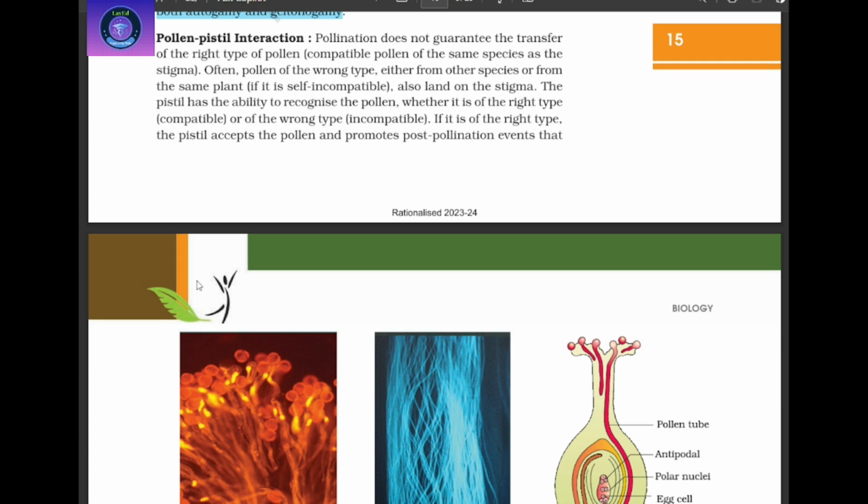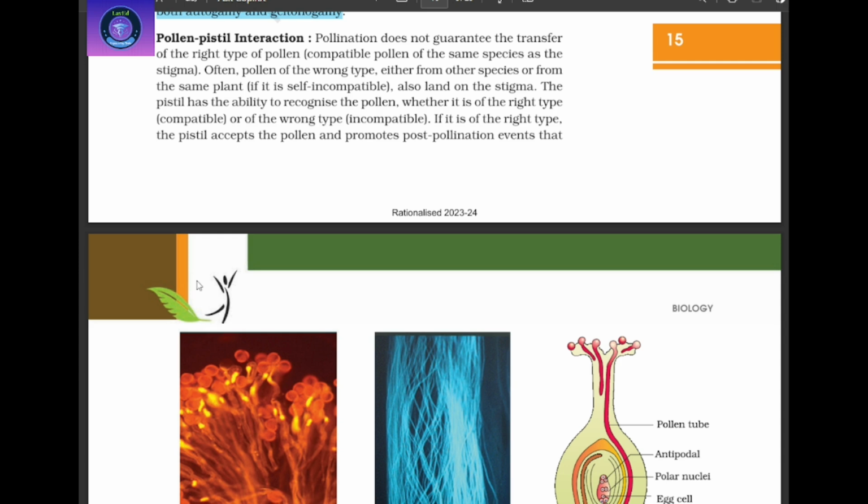Is that clear? However, listen to me now very carefully. If the pollen grain released is of compatible type. What does compatible mean? The same type, like a hibiscus pollen grain landing on the hibiscus stigma. So it becomes compatible type. If the pollen grain is of compatible type, the pollen grain will germinate and give rise to a pollen tube through one of the germ pores.